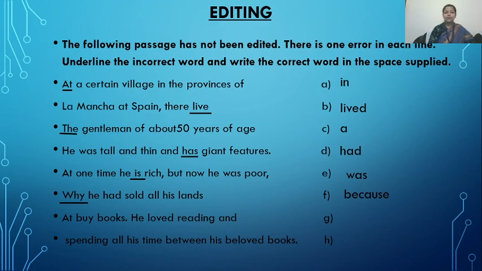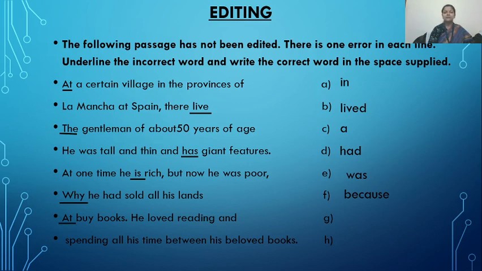"At buy books." If I use "because" in the place of "why", "because he had sold all his lands at buy books." Is it right, children? "He loved reading." This sentence is perfectly alright. Subject is correct, "he", as the gentleman has been mentioned before. "Loved" is in past tense. My verb is in the past tense. "Reading" is also appropriate. Now, "at buy books".